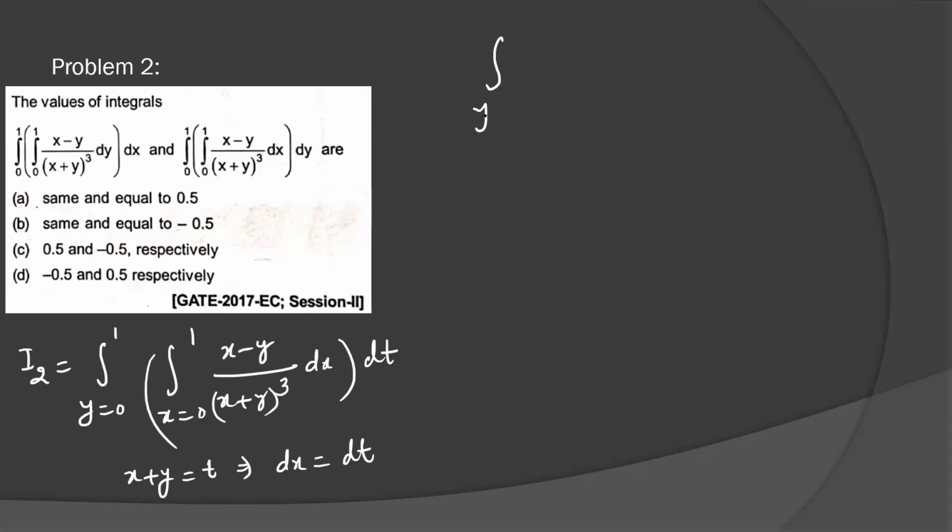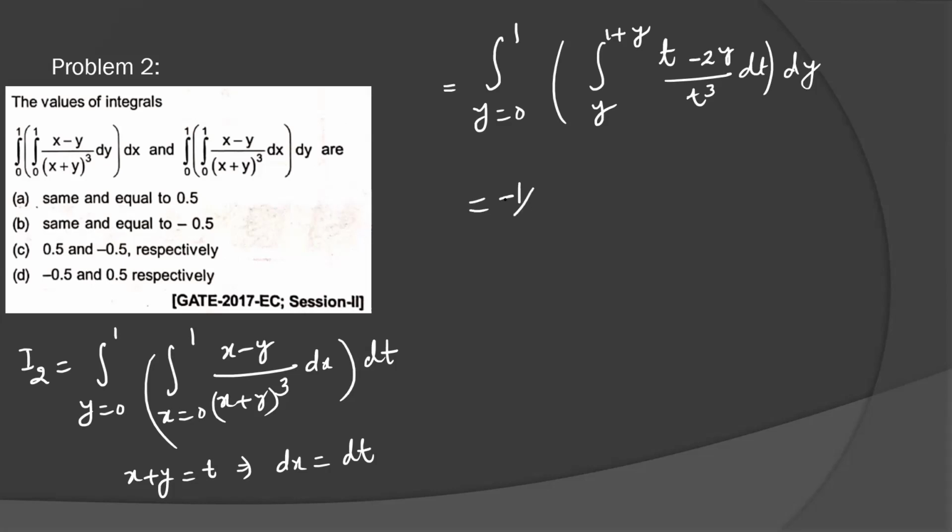So y goes from 0 to 1, the lower limit is y, and the upper limit is 1 plus y. If you put x equal to t minus y, it will give you (t minus 2y) over t cubed dt dy. If you simplify it, you will get minus 1 by 2, minus 0.5.